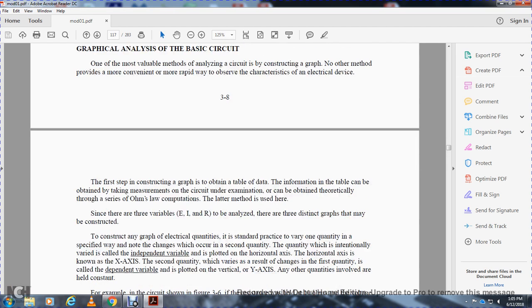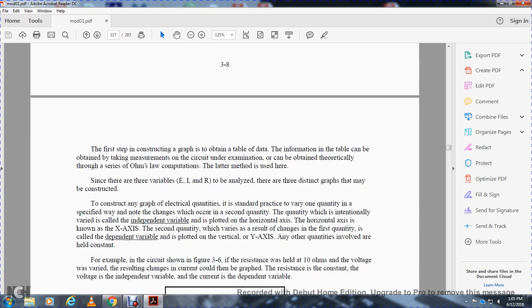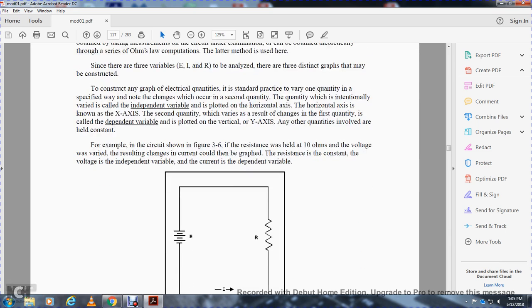The latter method is used since there are 3 variables, volts, amps, and ohms, to be analyzed, with 3 distinct graphs that may be constructed with any graphical electrical quantity. The same practice applies: vary one quantity and note the changes that occur. The quantity which is intentionally varied is called the independent variable, and is plotted on the horizontal axis, known as the x-axis. The second quantity varies as the result of the change and is called the dependent variable, plotted on the vertical y-axis.